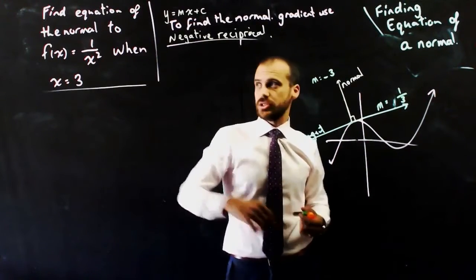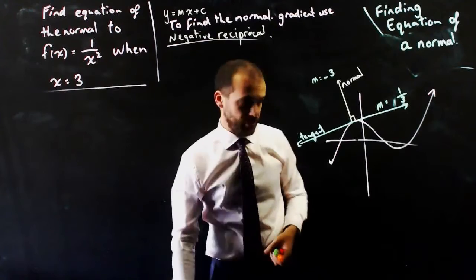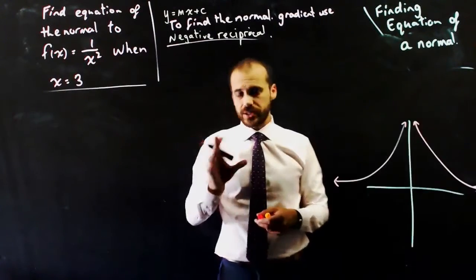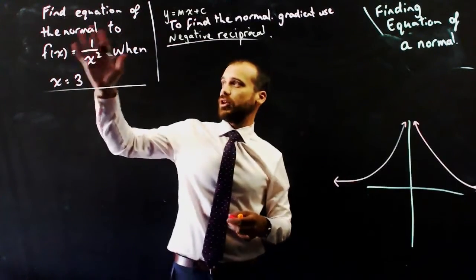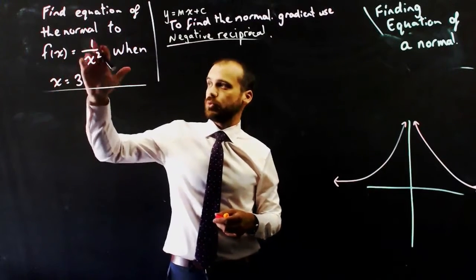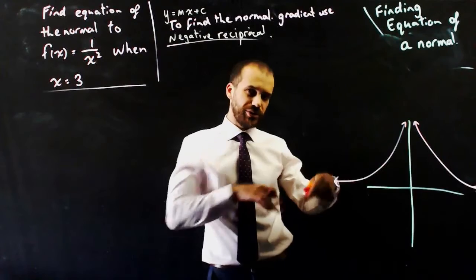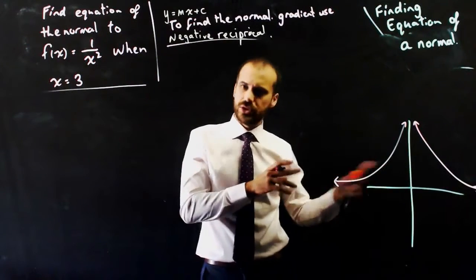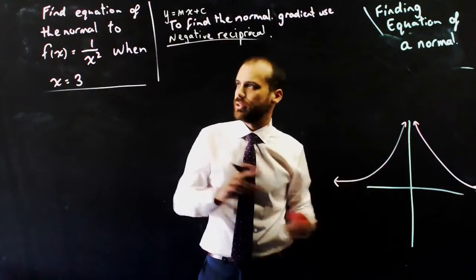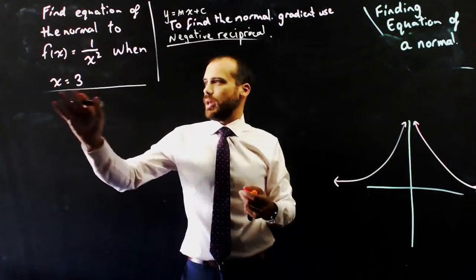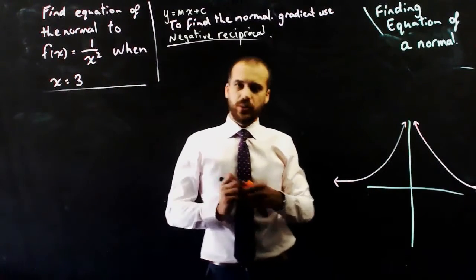about normals and tangents. Now I can just jump into this question here. So you won't necessarily know it when you start out, but this says find the equation of the normal to f of x equals 1 on x squared. That's what 1 on x squared looks like. You won't know that, but it's just useful while I'm making this video to tell you that. When x equals 3.